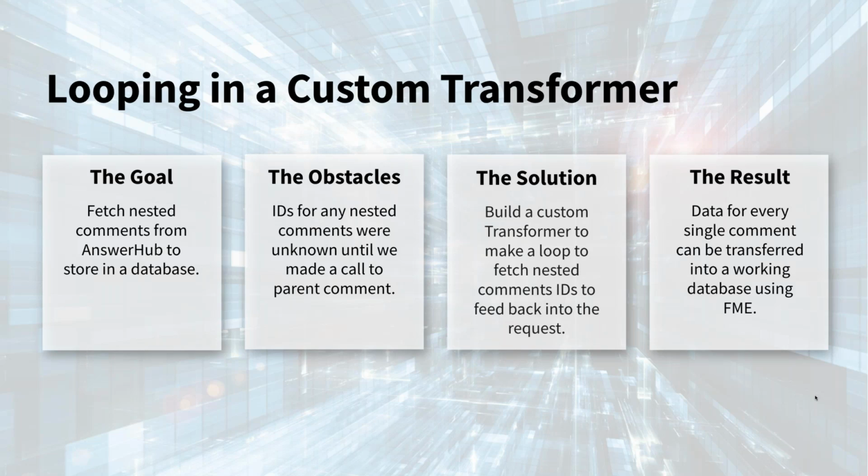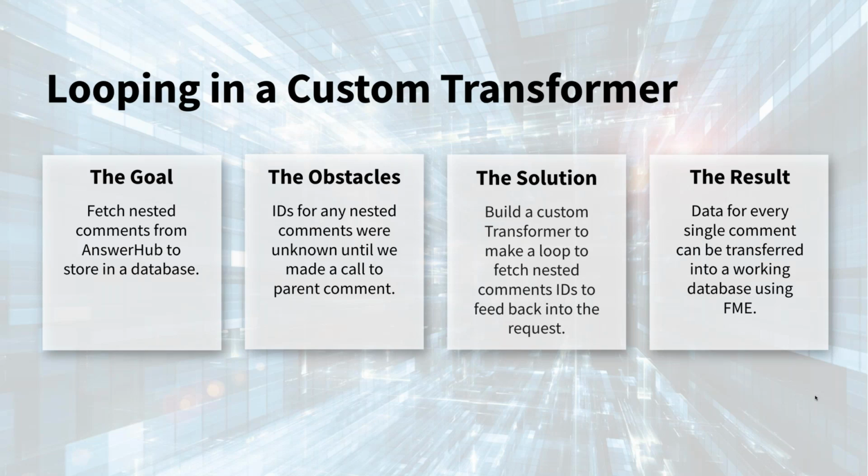So there were 2 different scenarios in which we actually enabled looping in a custom transformer. The first was to page through Answerhub responses to make sure that we were fetching all of the data about our questions, articles, and ideas. And the second was actually to retrieve nested comments information. So for today's demo, I'll focus on how we went about retrieving all comments belonging to a reply to one of our articles, questions or ideas.